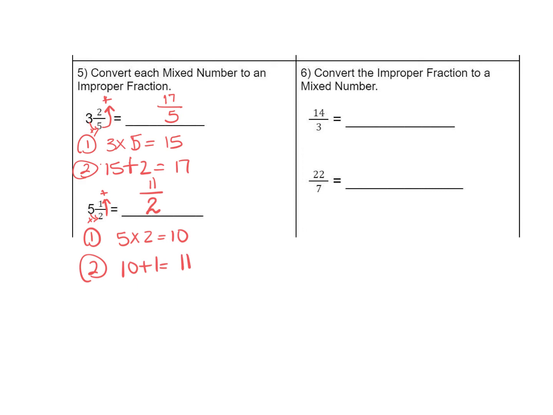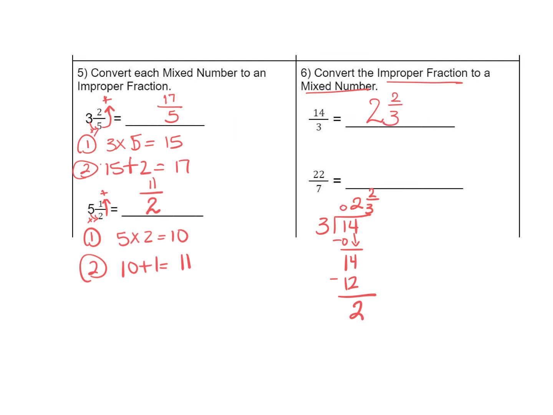Excuse me. Number 6 says go backwards. Convert from an improper fraction to a mixed number. Okay? Most of you did well on this, but what you do for this is you're going to take the denominator and divide into the numerator. So for this one, I'm going to say 3 goes into 14, or 14 divided by 3. 3 does not go into 1. So I bring my 1 down and bring my 4 down, and 3 goes into it 4 times. So I take away 12. 14 minus 12 is 2. Your remainder becomes your numerator and your denominator stays the same.